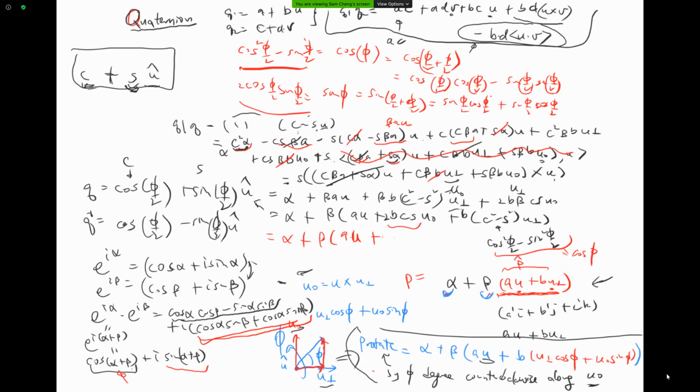plus B cosine, sorry, this should be sine. Sine phi U naught plus cosine phi U perpendicular. And as we said earlier, this is exactly the rotation by phi degrees.